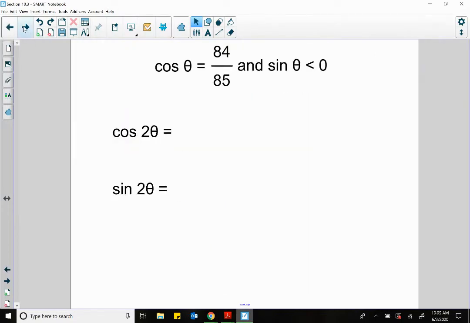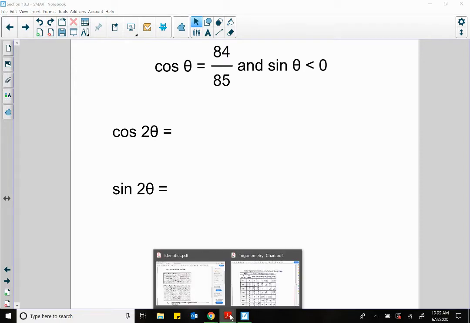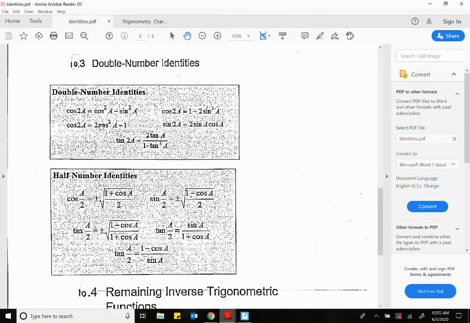So the first thing you're going to run into is they're going to say, here's what cosine equals. And they're going to tell you that sine is less than 0, which means that sine should be negative. And they want you to find the cosine double angle and the sine double angle. If we look at these formulas, all I know is cosine right now. Obviously, for the cosine double angle, we don't want to use the one with cosine and sine. And I don't want to use the one with 1 minus 2 sine squared, because all I know is cosine.